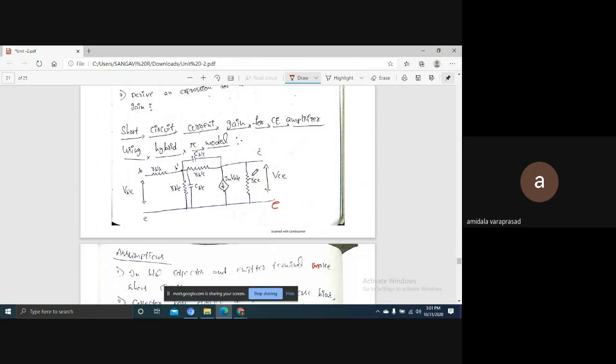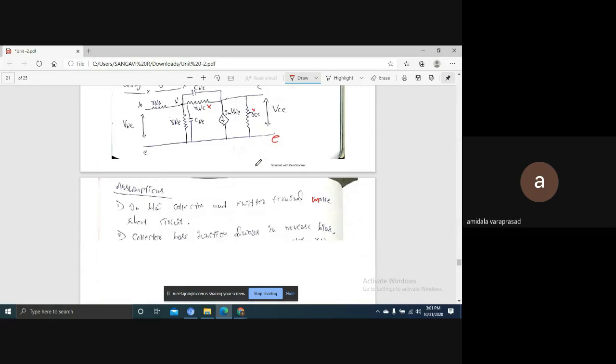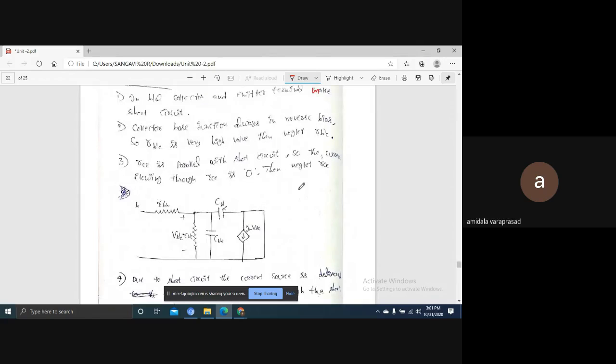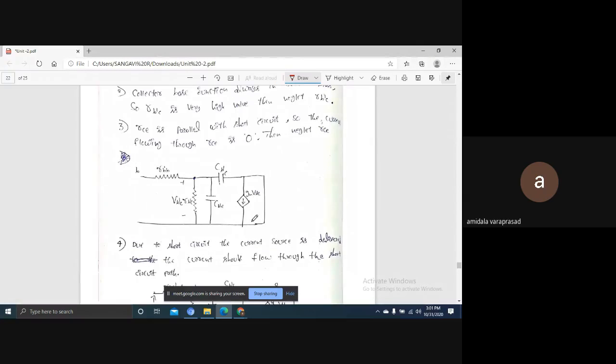Means RCE we need to neglect and RB'C we need to neglect. These two are neglected because in between collector and emitter we have to make a short circuit. Okay, this is about the assumptions. After the assumptions we can get this equation. So these are the modified circuit diagram.